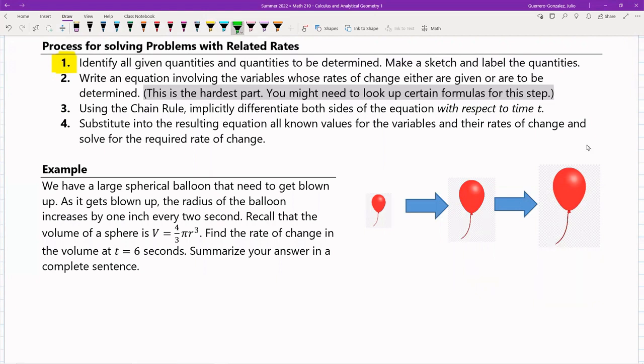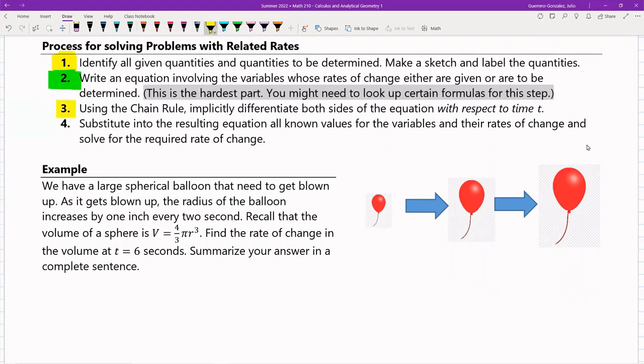Step two tends to be the hardest, okay? Step two deals with writing an equation that involves all the variables that you need to mess with. You might need to go back into your history books. You might need to go back into kindergarten, way back, and find the equation that you need. Sometimes it's just the volume of a sphere. Sometimes it's the area of a triangle. Sometimes it's the volume of a cube. If you don't remember them, ain't no shame. Go look it up. Google is great for this. So step two is the hardest.